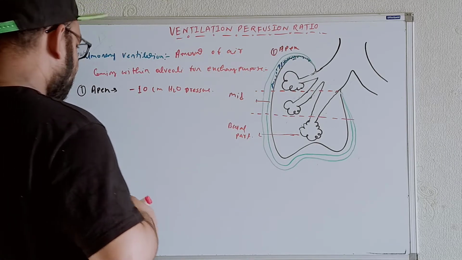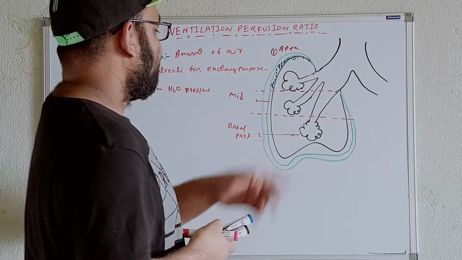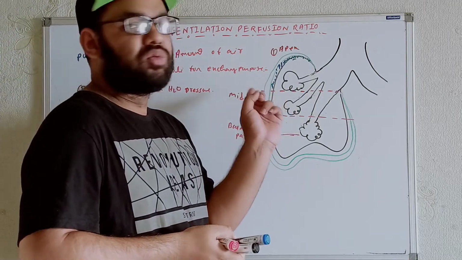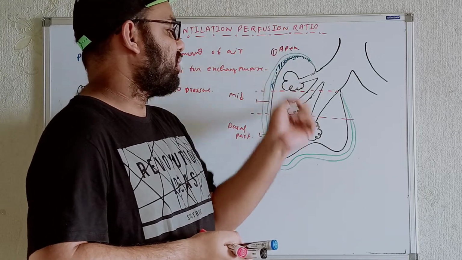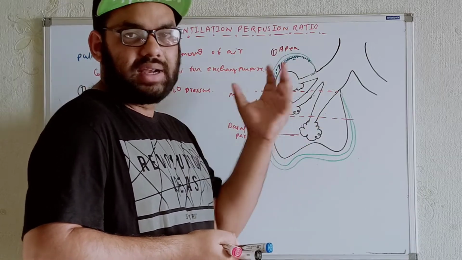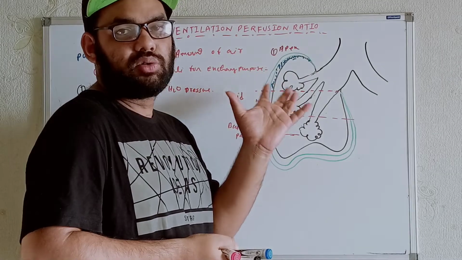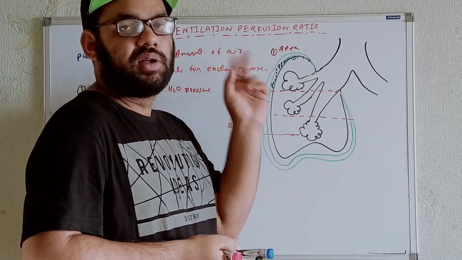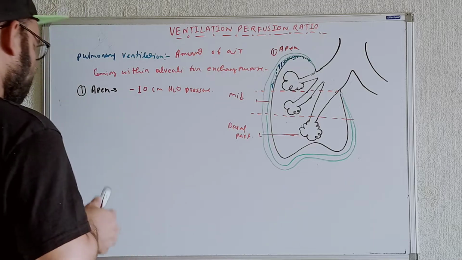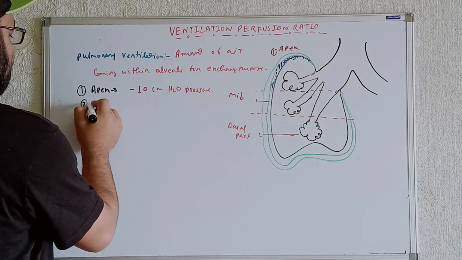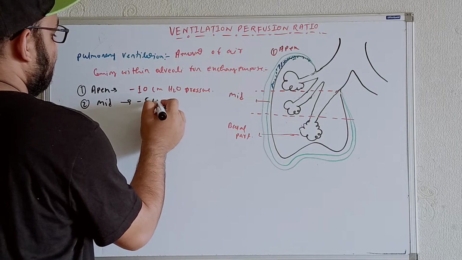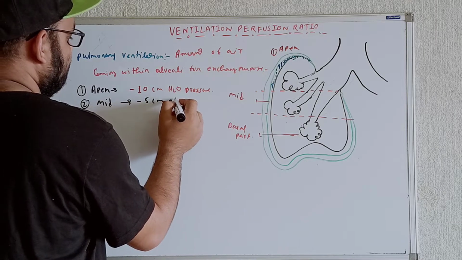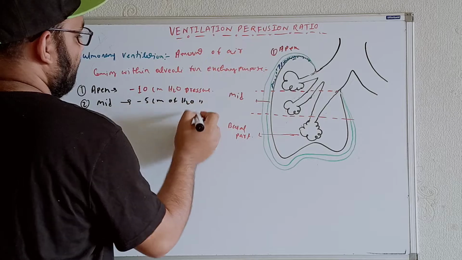Now try to understand in terms of the middle part. In the middle part it will be normal, moderate, because there will be neither that much expansion nor that much gravitational force. Yet it will still be there, but not as much as in the apex part. So in the mid part, we'll get around minus 5 centimeter of water. This much pressure we'll get over here.